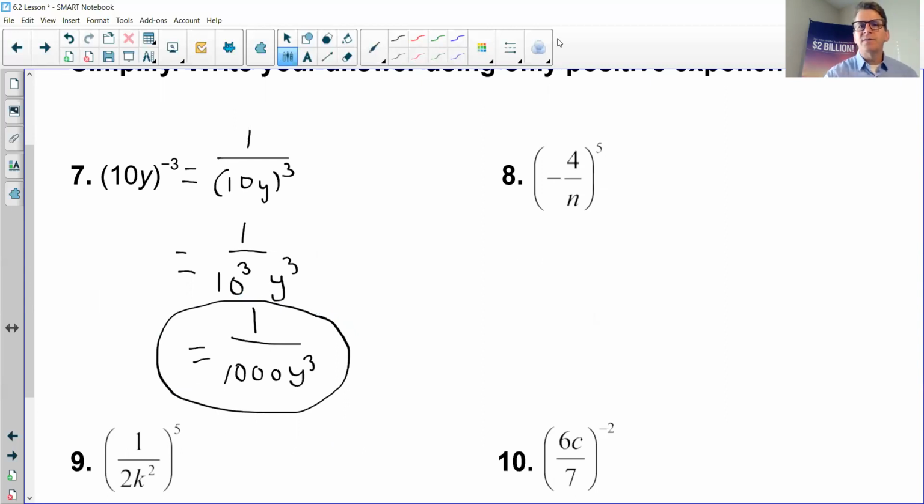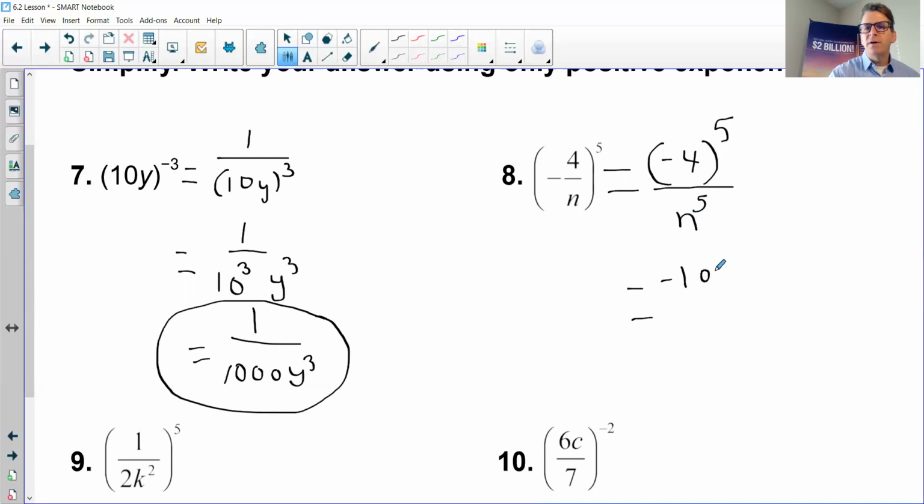All right, next. Negative 4 divided by n raised to the 5th. Okay, so you have a quotient and you're raising it to a power, that is negative 4 raised to the 5th over n raised to the 5th. And your answer there is negative 1,024 over n to the 5th.